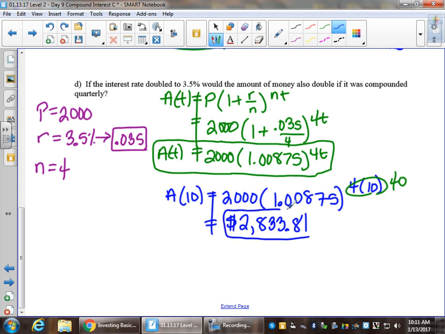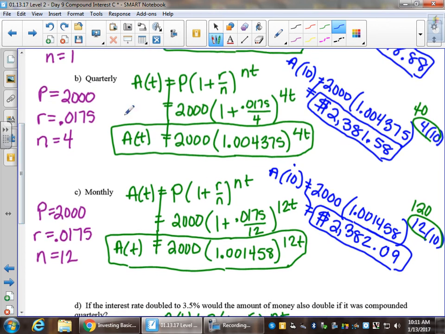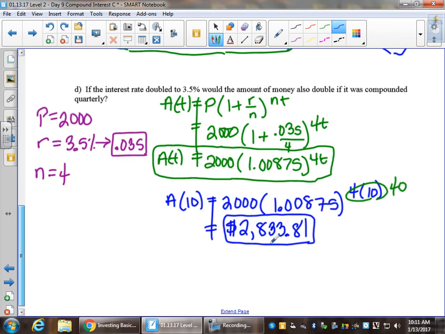So let's go back and see what the question was. We doubled the interest rate. Did this double the amount of money? From quarterly? Yes. Go look at quarterly. Quarterly was 2,300. No. It raised a little bit, but it didn't double. Yeah, we definitely made more. Like roughly how much more?